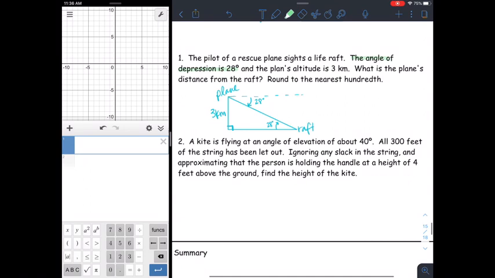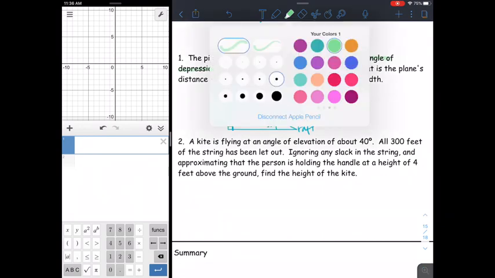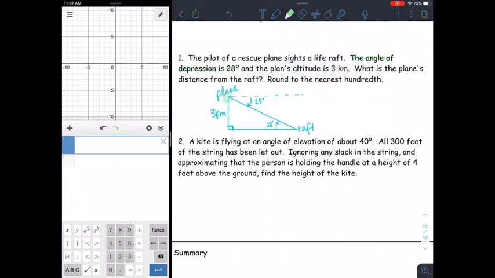So now that we've got our 28 degrees in place, what is the plane's distance from the raft? I get a lot of questions of, is this the horizontal distance? Is this the hypotenuse? My tip to you is to put a finger on each and start there. So if I put a finger on the plane up here and one on the raft down here, and I connect the two, that's the piece that I'm looking for.